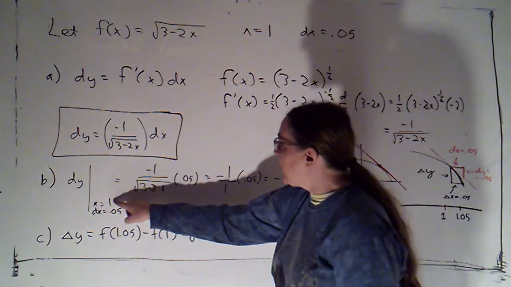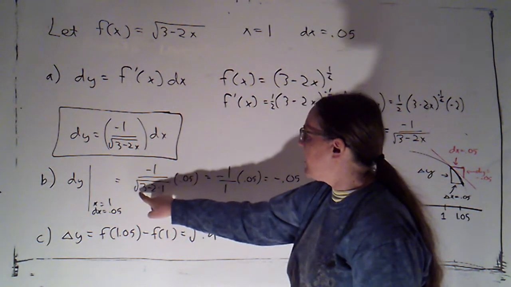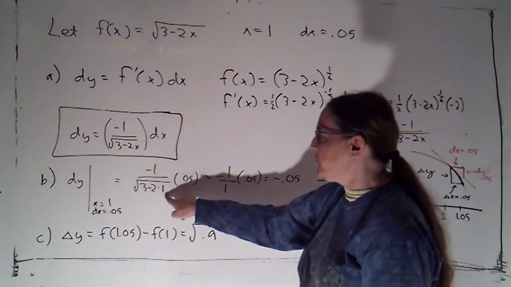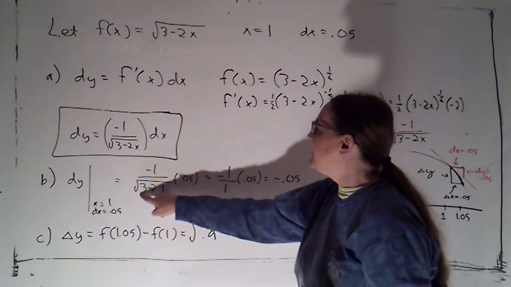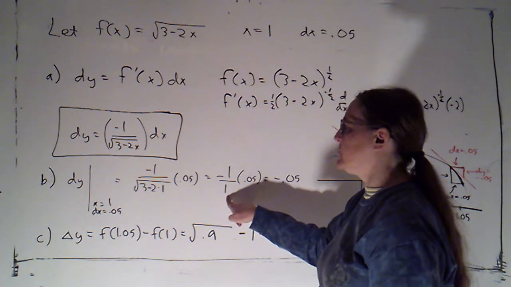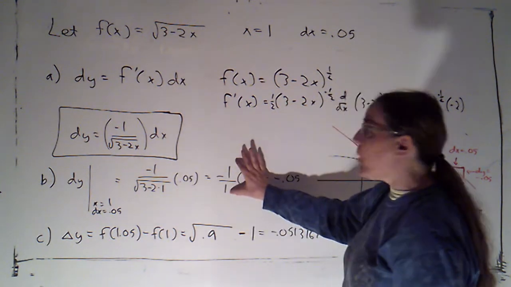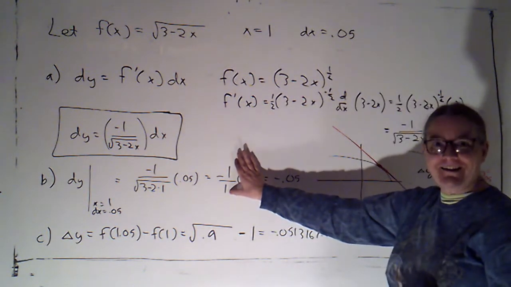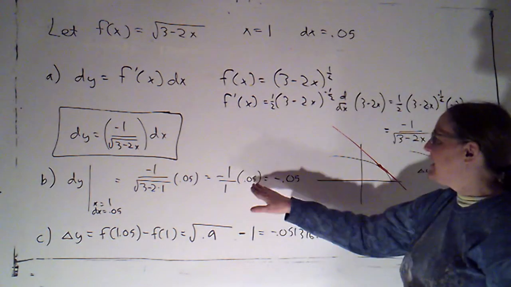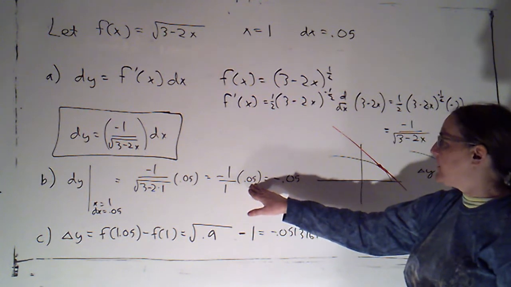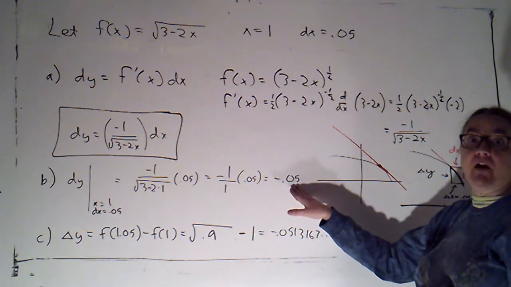So we just plugged in 1 for x. Notice that makes the denominator root 3 minus 2 times 1, which is just 2. So that's root 1, so the denominator becomes 1. So we had negative 1, that's essentially the slope of our tangent line at this point, times dx, which was negative 0.05, so we get negative 0.05.